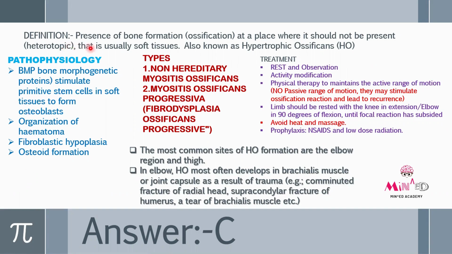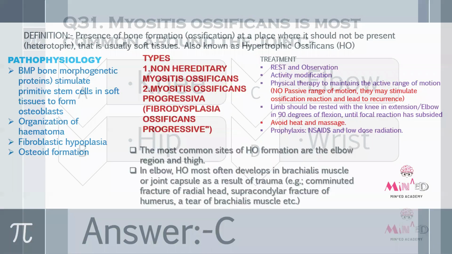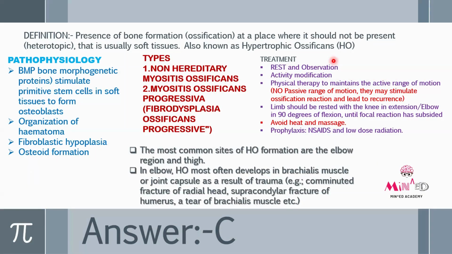Now, the definition. Presence of bone formation or ossification at a place where it should not be present, that is in the soft tissues, is known as hypertrophic ossificans. So we are learning about ossificans. What is ossificans? Ossification means the bone formation, at a place where it should not be present.